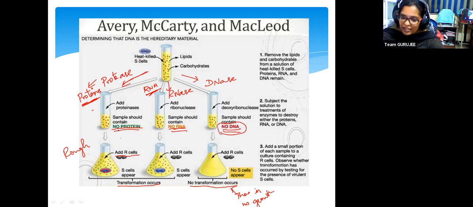In the first conical flask, DNA is present. In the second conical flask, DNA is present. But in the third conical flask, no DNA is present because we have added the enzyme called DNase. So they finally concluded that if there is no DNA, there is no transformation. Their observation is that DNA is responsible for the transformation process. Okay, understood?